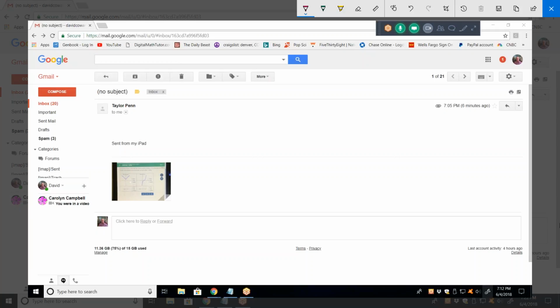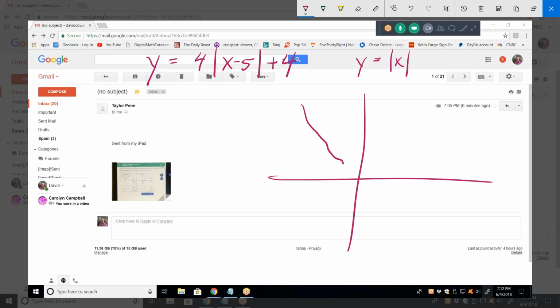So the next one I have is graph the equation y equals 4 times the absolute value of x minus 5, plus 4. So I know the parent function is the absolute value of x, which looks like a v. Take them one at a time. Take the easy ones first. I mean, take the transformations that don't change the shape first.